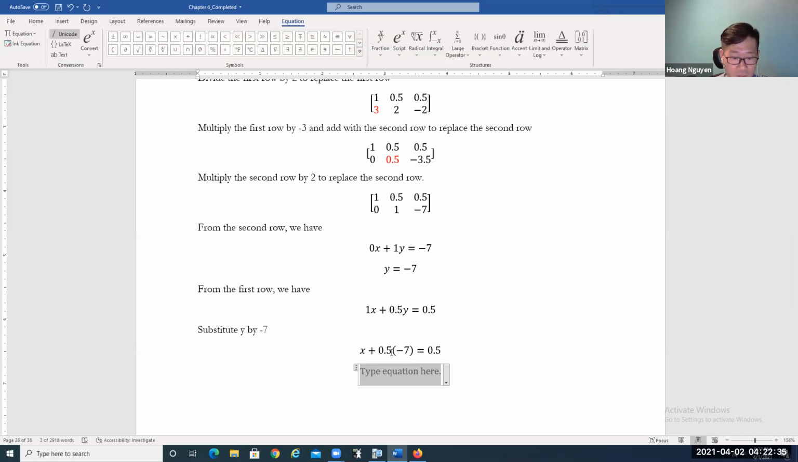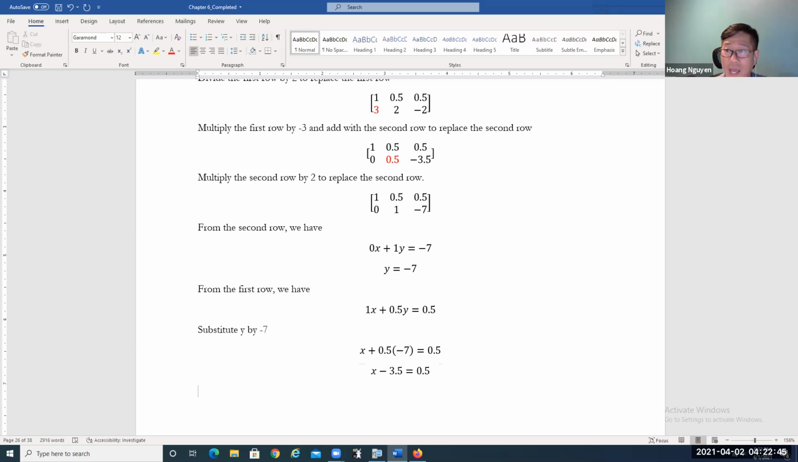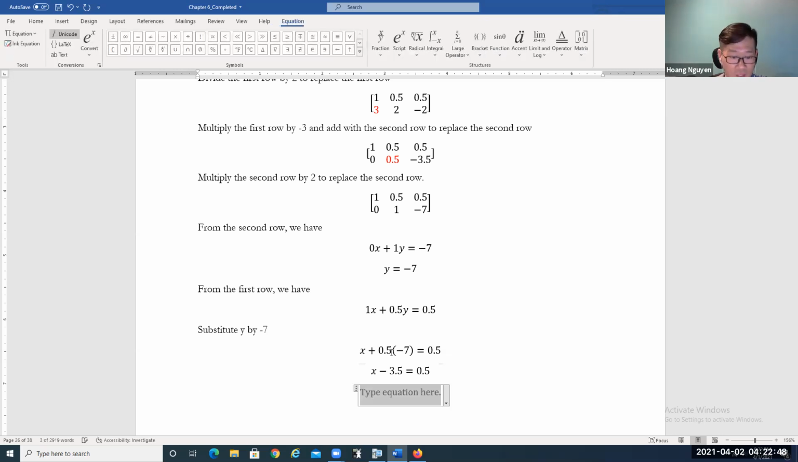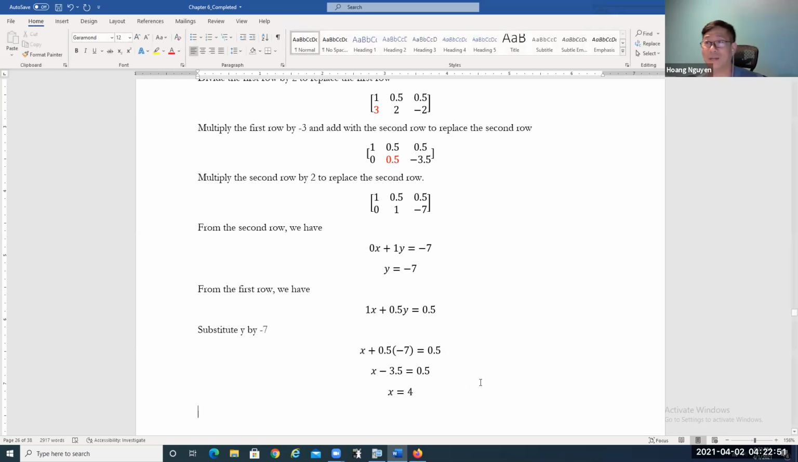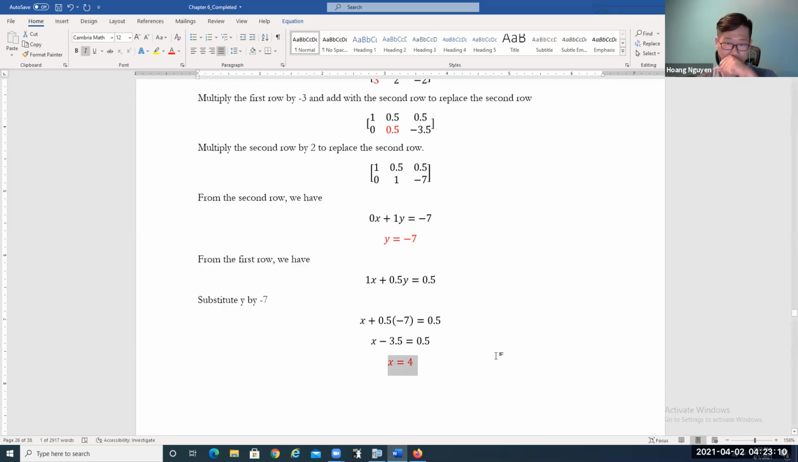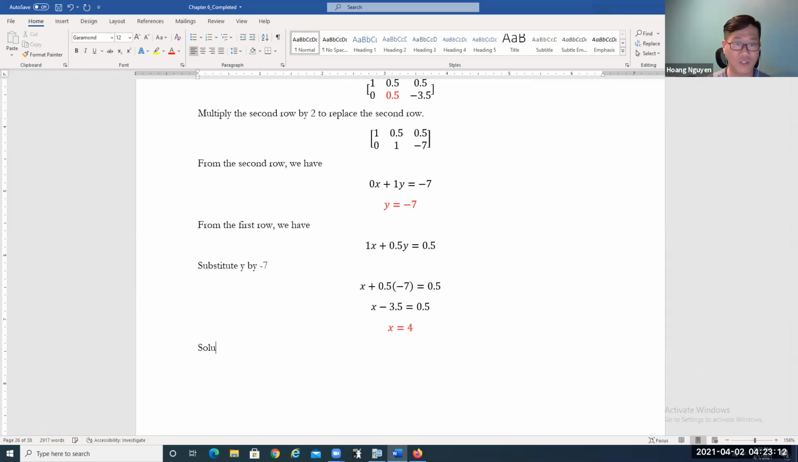So x plus 0.5 times -7 is going to give you -3.5, equal to 0.5. Now we're going to add 3.5, right? So solving for x, we have x equal to 4. So we're good, right? Actually, it's kind of similar to section 6.2, right? The Gaussian elimination method that we have from 6.2, we can apply it to this section 6.3. The only difference is that we apply it in terms of a matrix. So let me put the solution together.